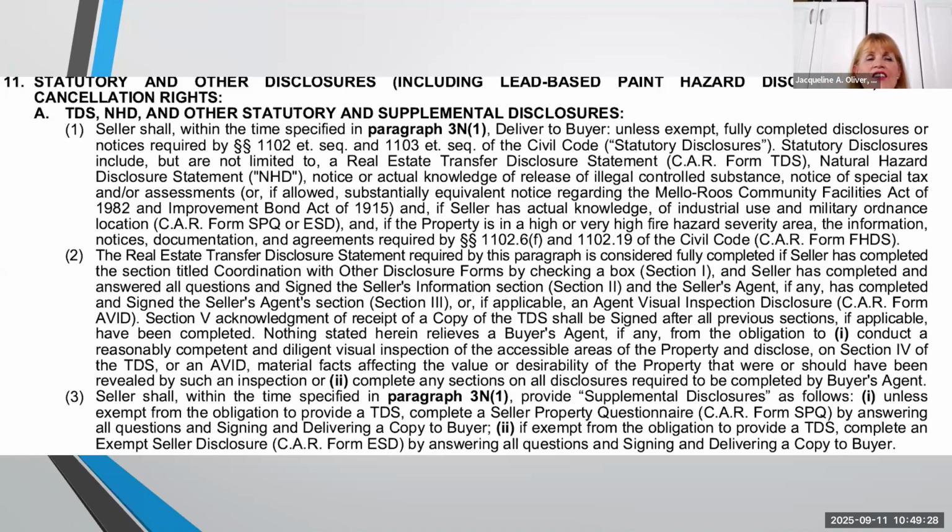So this 11A talks about TDS, NHD, and other statutory supplemental disclosures. So that being mentioned, the NHD I haven't mentioned yet. And why is that important now? Because of fire hardening, they are putting in the NHD, the natural hazards disclosure, they're putting the fire zone. So if you're in a very high fire zone or a high fire zone, you're going to be subject to inspections.